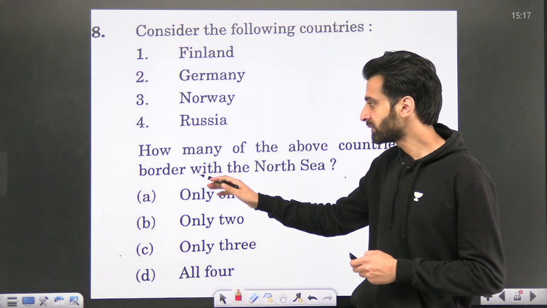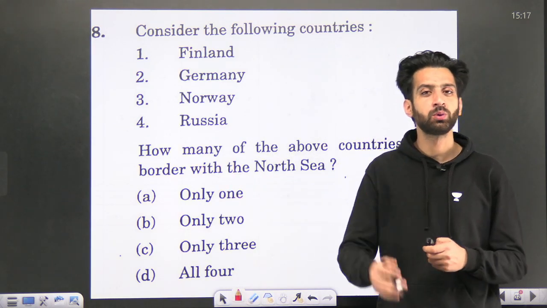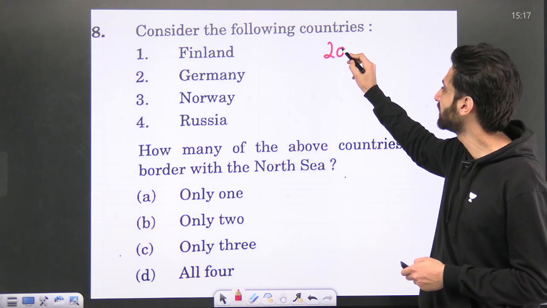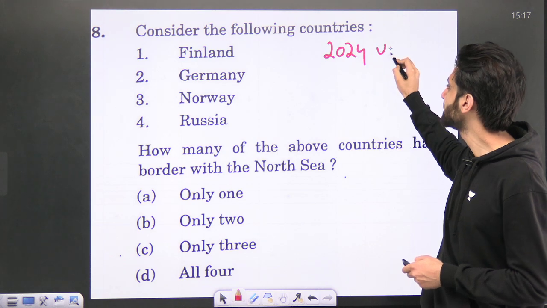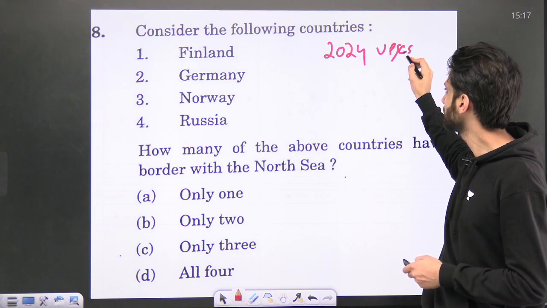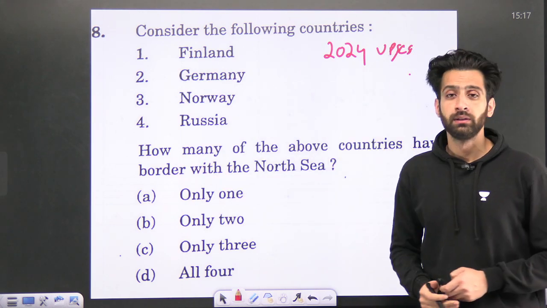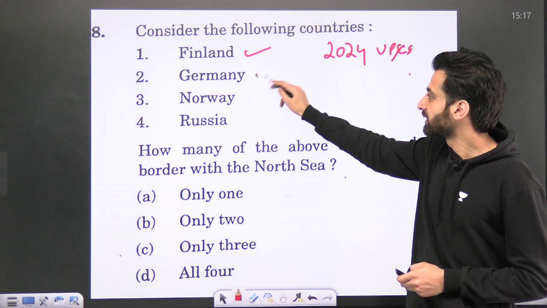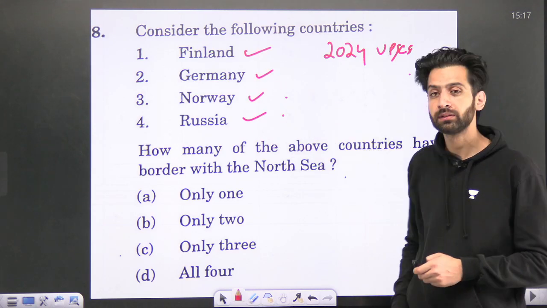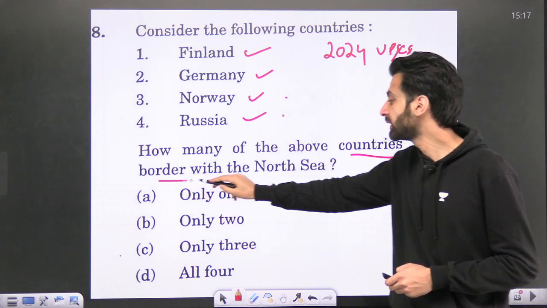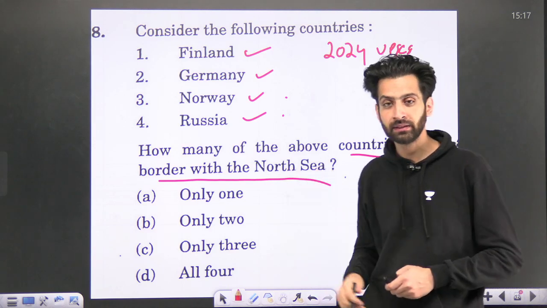Now, before going further and discussing some of the political physical features of the country, this is a question from 2024 UPSC CSE. Look at this question and observe the pattern. You've been given the name of 4 countries and you've been asked to tell which of the following countries border the North Sea. Then there are the options.